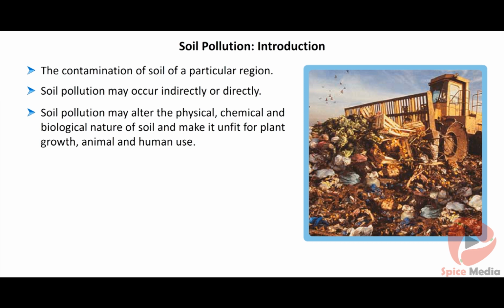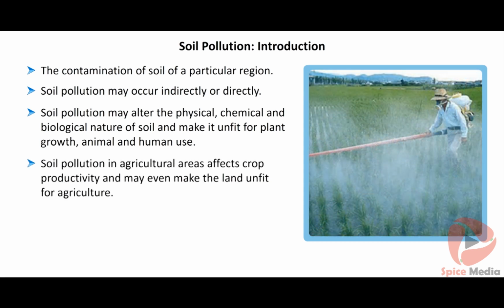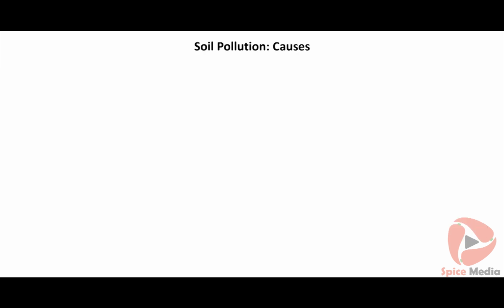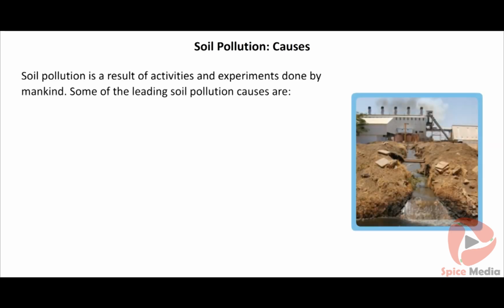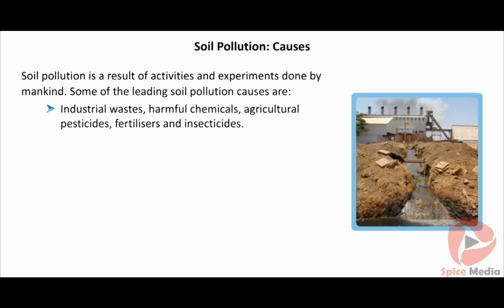Soil pollution may alter the physical, chemical, and biological nature of soil and make it unfit for plant growth, animal and human use. Soil pollution in agricultural areas affects crop productivity and may even make the land unfit for agriculture. Soil pollution. Causes. Soil pollution is a result of many activities and experiments done by mankind. Some of the leading soil pollution causes are industrial wastes, harmful chemicals, agricultural pesticides, fertilizers, and insecticides.